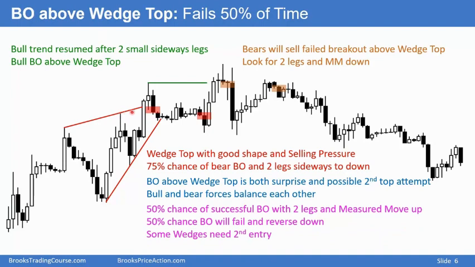Whenever there's an obvious location for a stop, a wedge top up here, 50% chance the breakout will lead to a measured move up, 50% chance the market will try to top again and be successful. You could also view this as a larger wedge, 1, 2, and 3.